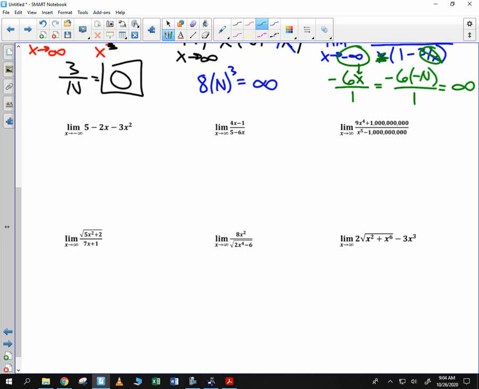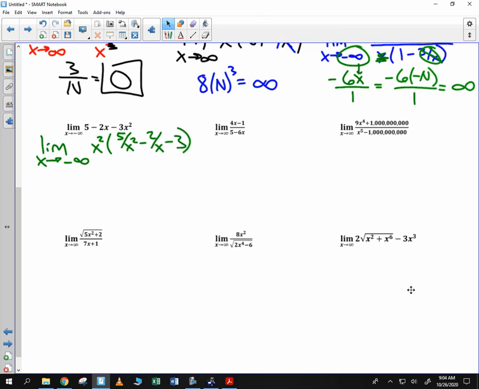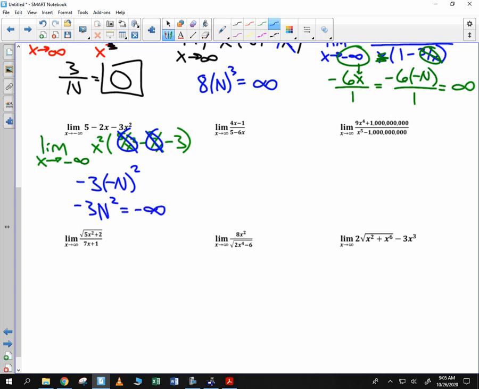Here I'm going to factor out an x squared. Limit as x goes towards negative infinity. So you factor out the x squared, we get 5 over x squared minus 2 over x minus 3. Notice that these go to 0. They're gone. So you get negative 3 times a very large negative number squared. So that would be negative 3 times a large number squared, which will result in a negative infinity.